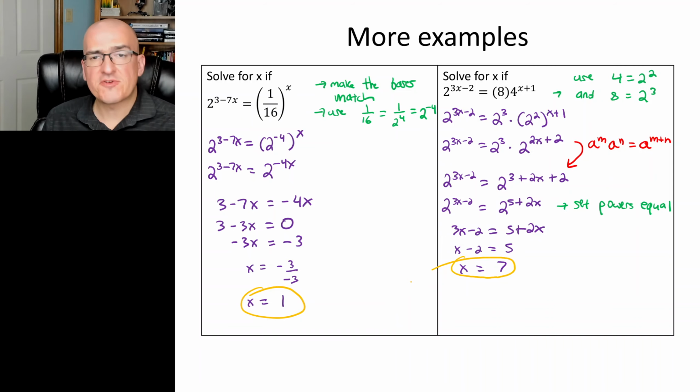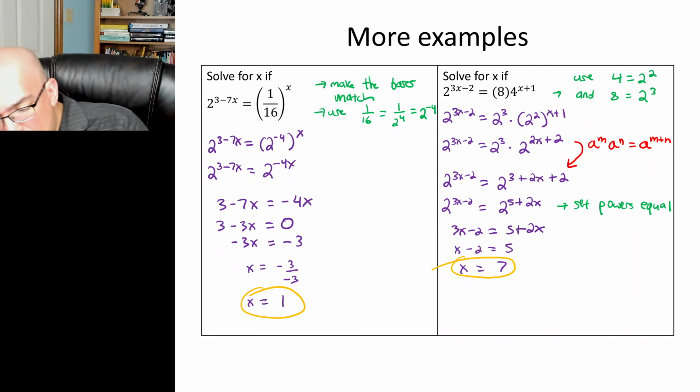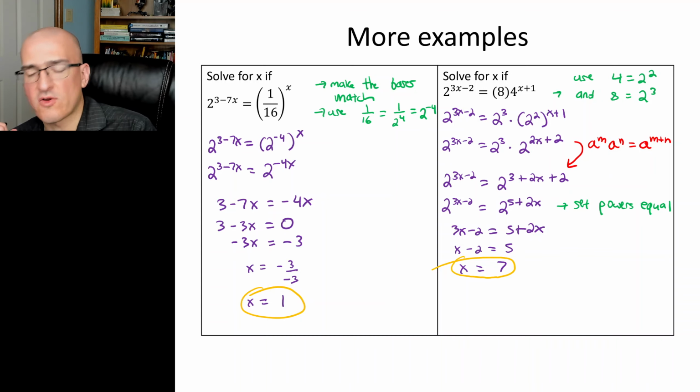And that's really hard to check, because that says that 2 to the power of 21 minus 2, so 2 to the power of 19, is equal to 8 times 4 to the power of 8. And that's hard to verify.